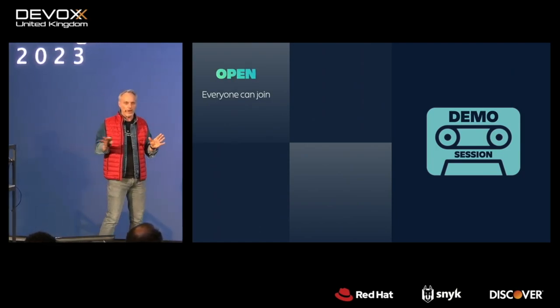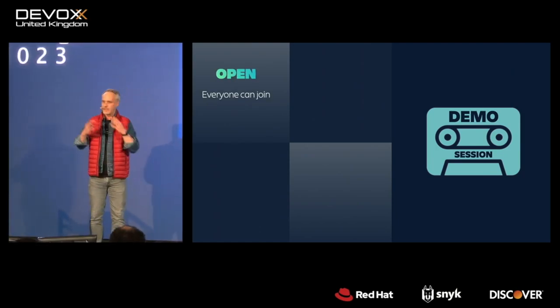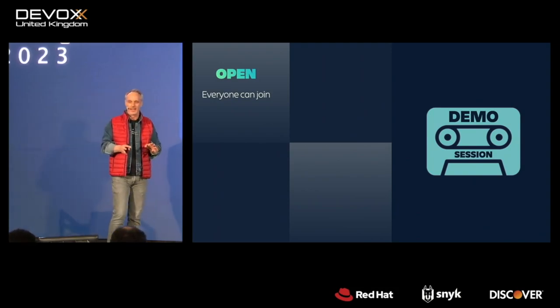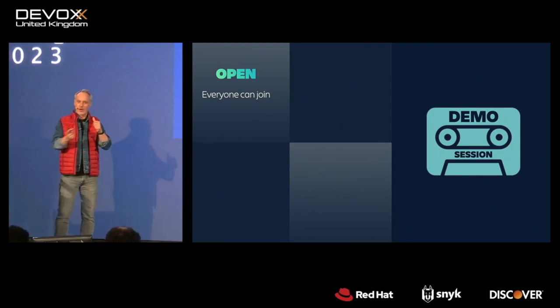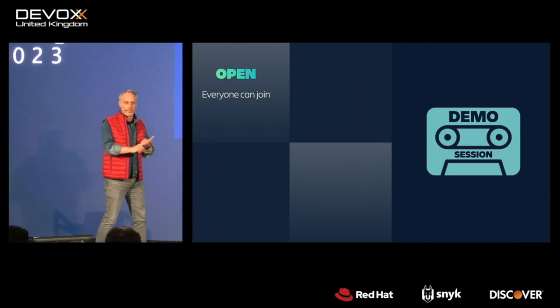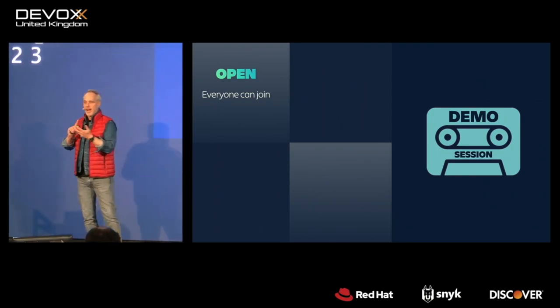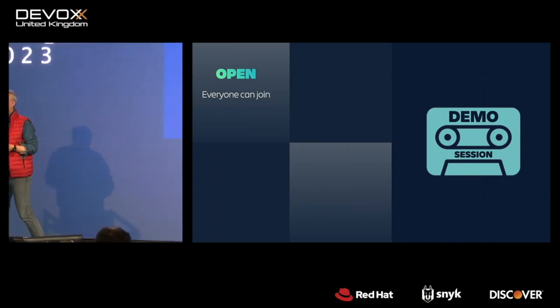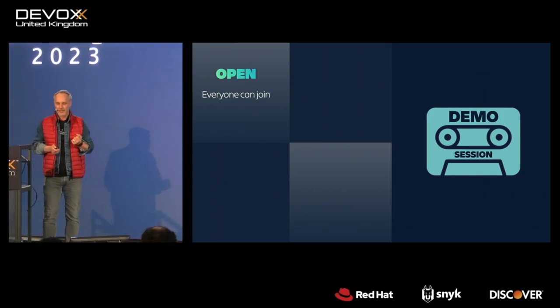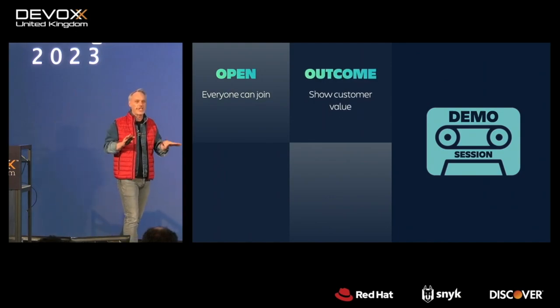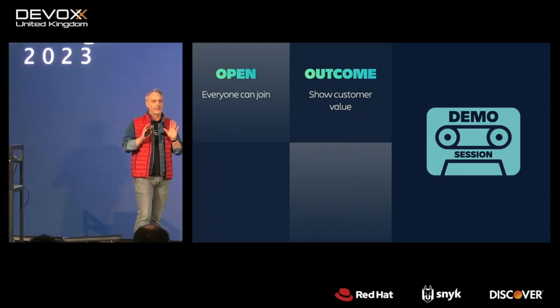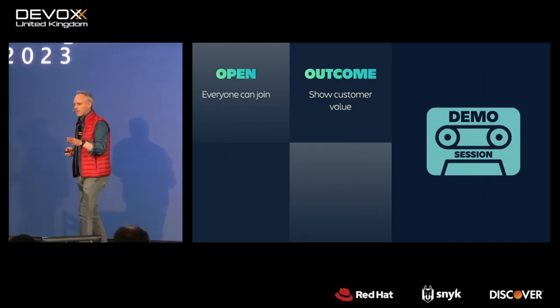Nowadays, it's a Zoom call, right? So you can just join the Zoom call. There's a recording, so you can watch it later if you're in a different time zone. Everyone can join: the designers, the ops people, the developers, of course, and also the product people, right? So everyone joins the demo. And it's outcome-oriented. They don't talk about implementation details. They talk about how we create customer value.